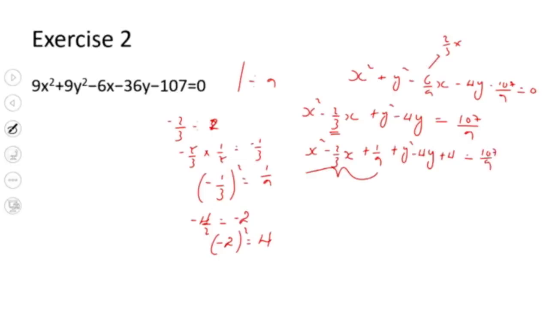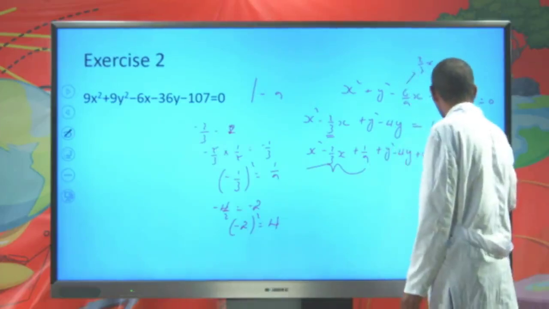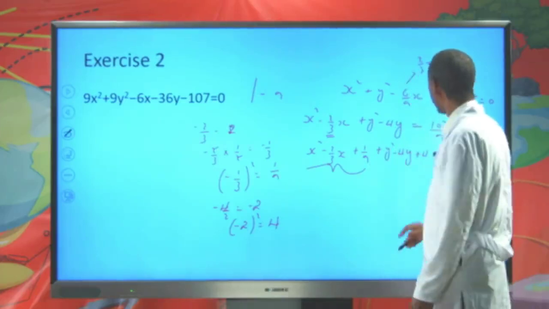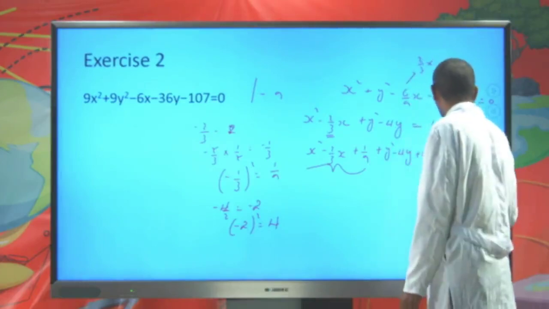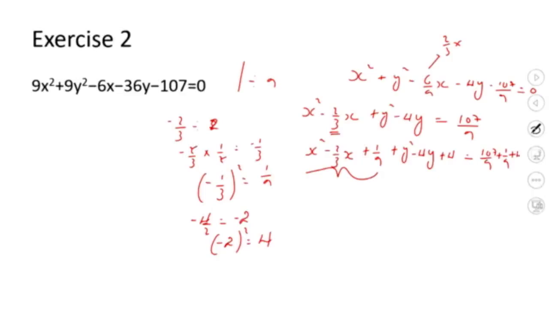Here, I added 1 over 9 on this side, so I should do the same thing on the other side, plus 1 over 9. I also added positive 4 on this side, so I should do the same thing, which is plus 4. So this is our new equation. This is the group of y's, and here we have x's.